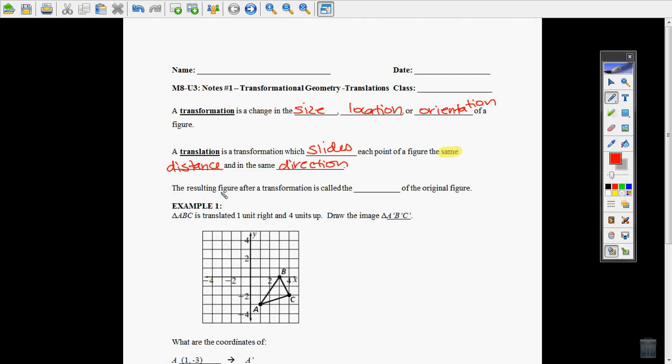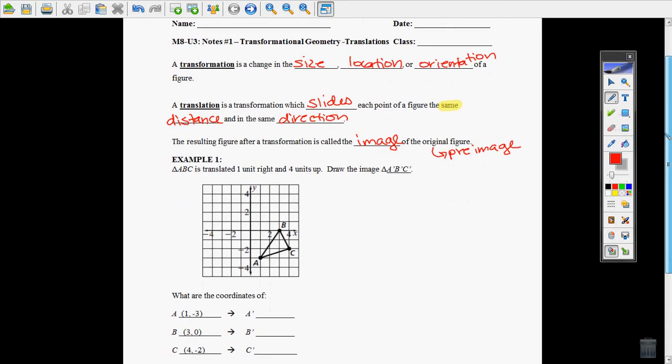And so the resulting figure after a transformation is called the image of the original figure. Usually the original figure is called the pre-image. So you're going to get used to seeing that word a lot. All right, so let's get started with doing some translations.